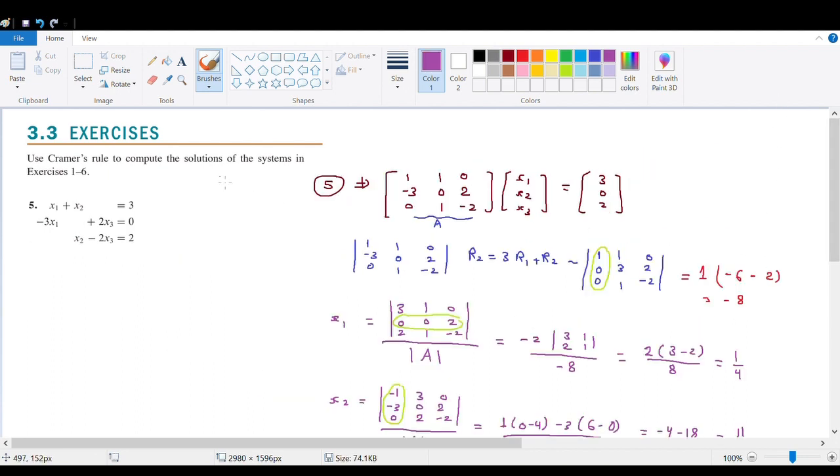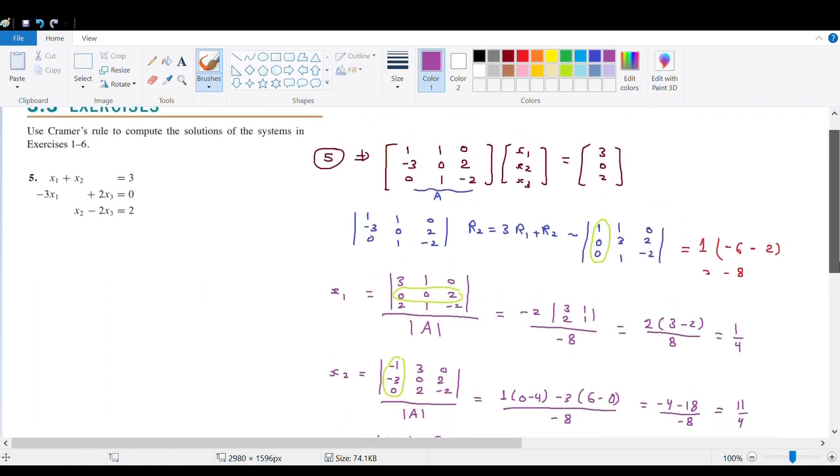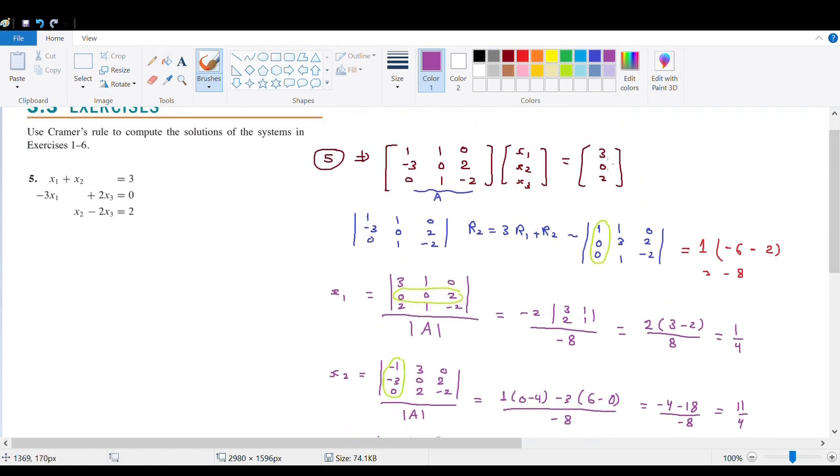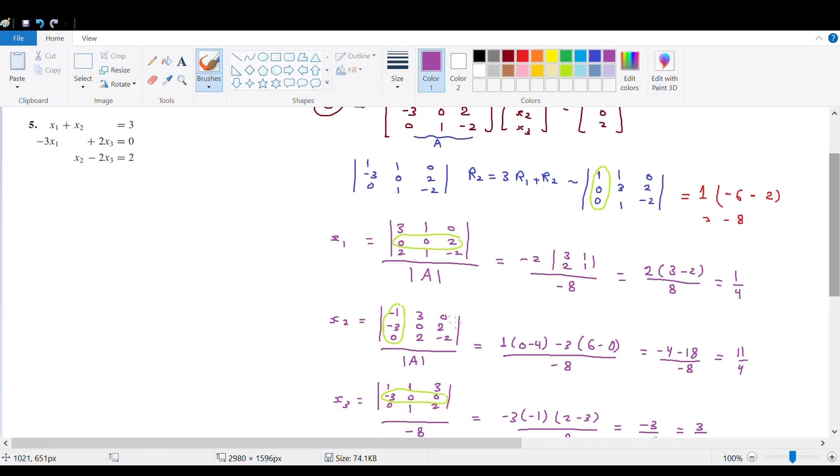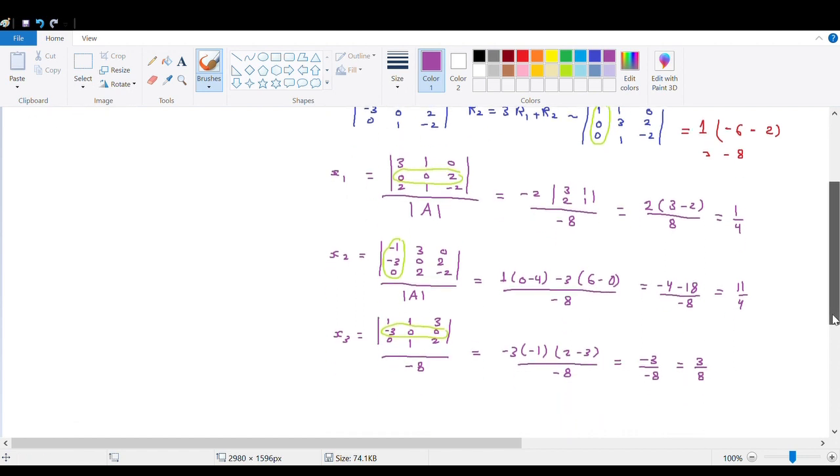So similarly for 5, except in 5 we have a 3 by 3 matrix. First we write the system as a matrix equation. Then we find the determinant of A. First we use one row operation, we get the determinant is equal to minus 8. So to find x1, we just need to replace the first column by b divided by the determinant of A. We find it is 1 over 4. Similarly for x2, we need to replace the second column of the matrix A by b and find the determinant, and also for x3.